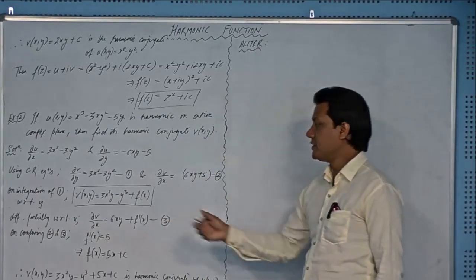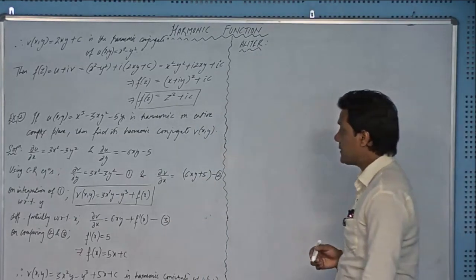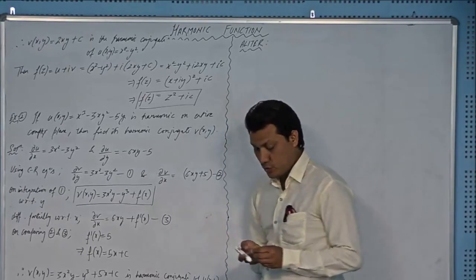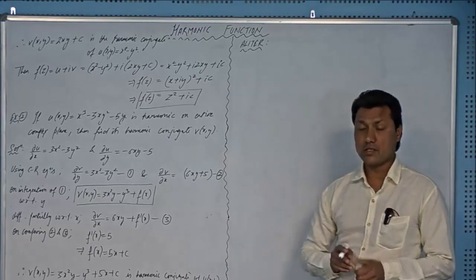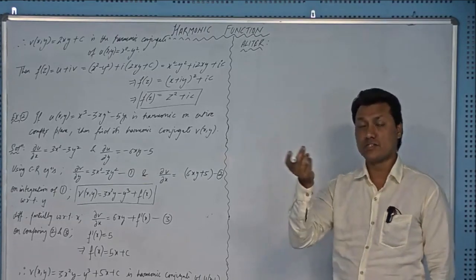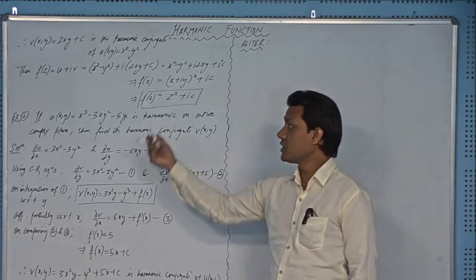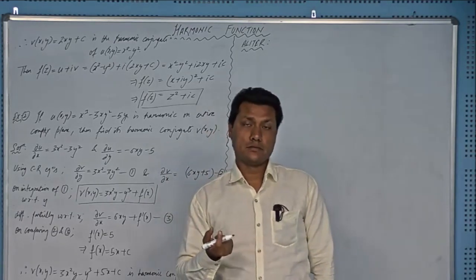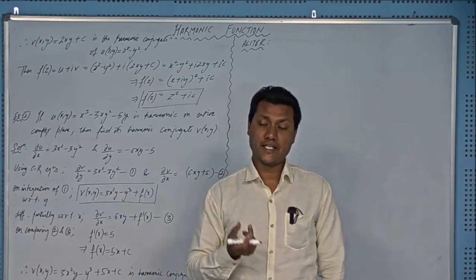Alternate method to find harmonic conjugate v, right? And that method is using the formula for total derivative. If you remember the formula of total derivative from the first semester course, if you say that v is a function of x and y, we know that u and v both are functions of x and y. Since v is a function of x and y, then we have a formula to find dv, right?